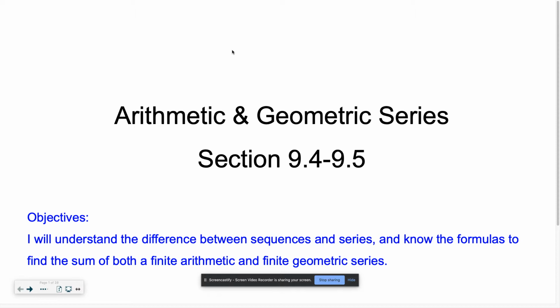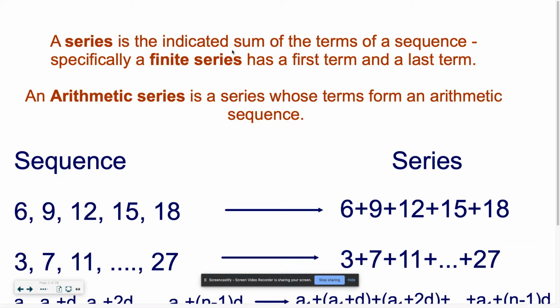So today we're going to do arithmetic series, and then tomorrow we'll do geometric series. We're going to be using the formulas we already had and learning some new ones to figure out what an actual series is. A series is the indicated sum of the terms of the sequence. In other words, it is the sum of a sequence.